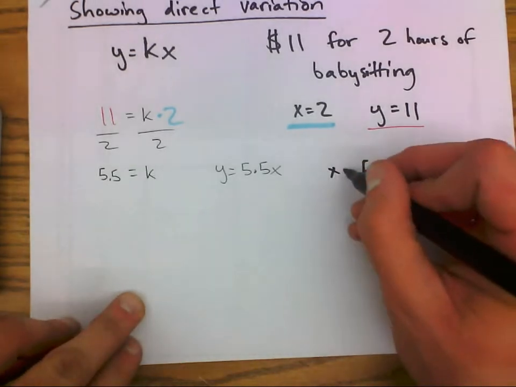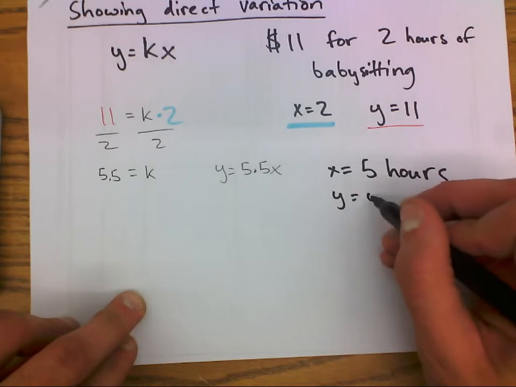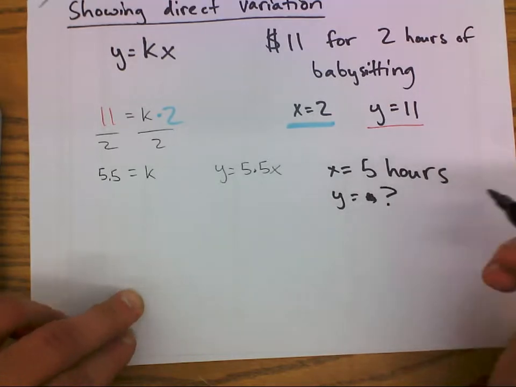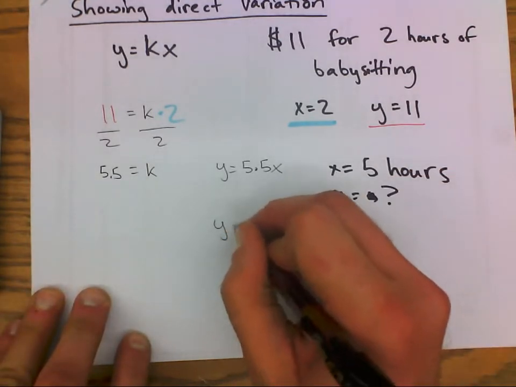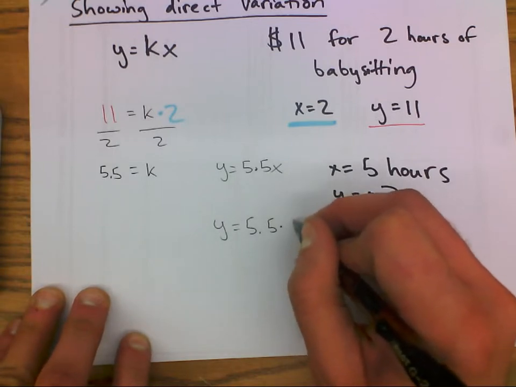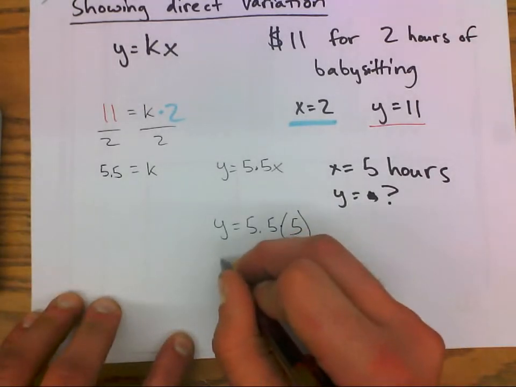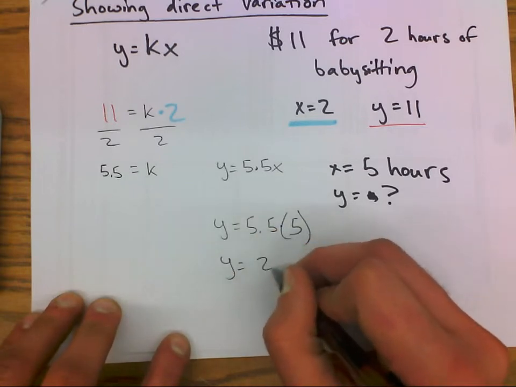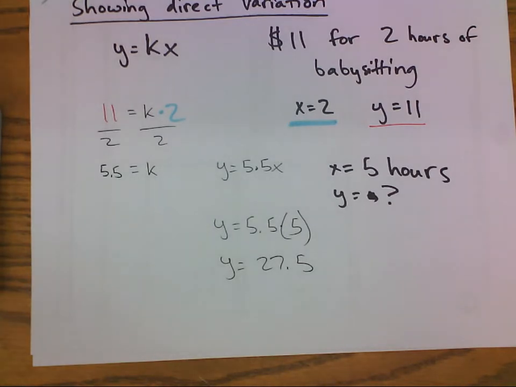5 hours. So my x is going to be equal to 5. I want to know what y is. So let's plug it in. y is equal to 5.5 times 5. Multiply these together, and I get y is equal to 27.5. So at the end of the night, you're going to earn $27.50.